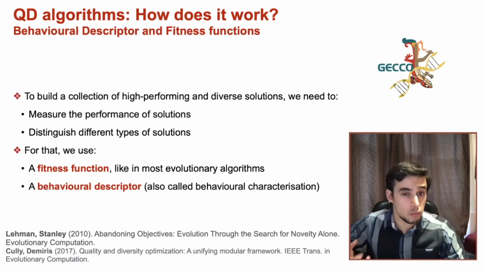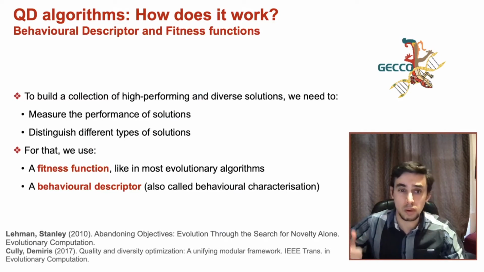So in order to build this collection of high-performing solutions, we need to record two things when we evaluate the solution. We need to measure the performance of the solutions, and we need to distinguish between the different types of solution. And for that, we will use a fitness function, like in most evolutionary algorithms, and we will use a behavioral descriptor, that we can also call behavioral characterization, that will be used to define different types of solutions.